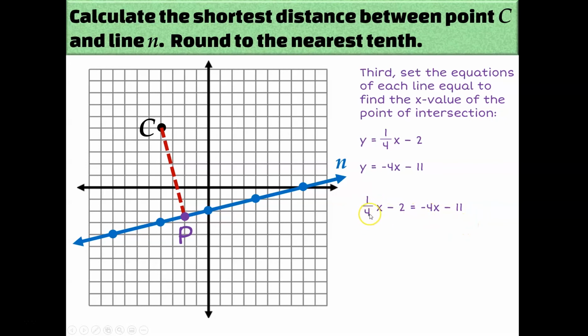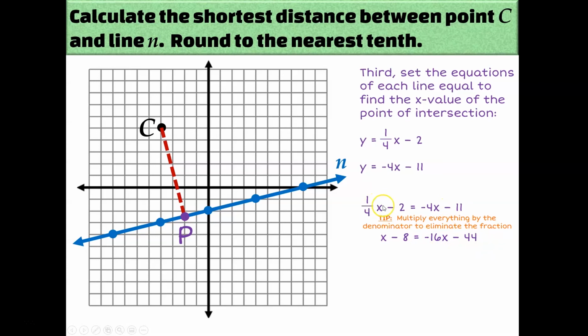Now, I don't know about you, but I don't really care too much for working with fractions. I'd rather get rid of it. So pro tip, multiply everything by the denominator, and that causes the fraction to cancel out. So I'm just going to multiply everything in this equation by 4 and make it all nice pretty integers. So 1/4 times 4 is 1, negative 2 times 4 is negative 8, negative 4 times 4 is negative 16, and negative 11 times 4 is negative 44.